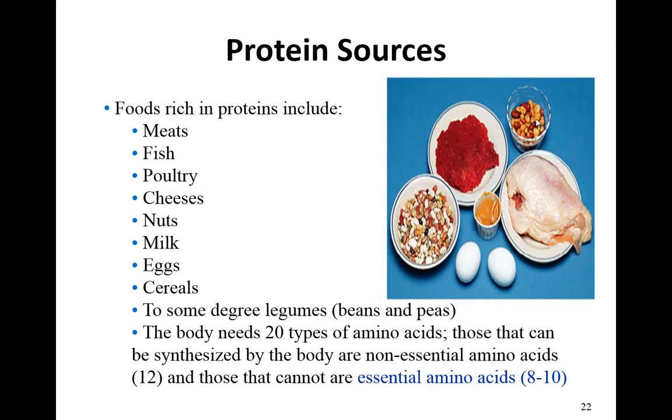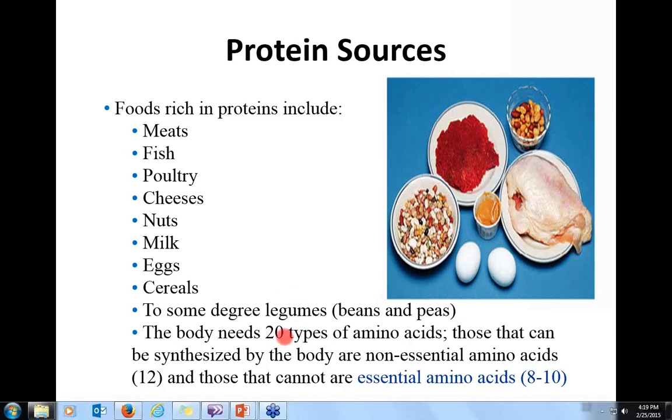Protein sources, you can read through those. Remember, 20 types of amino acids are used to make all the proteins in your body. You have non-essential, 12, and essential are 8 to 10 of them. And I don't remember them off the top of my head.